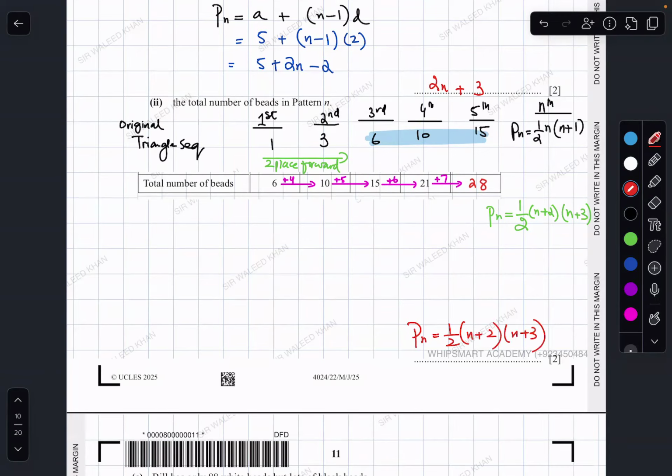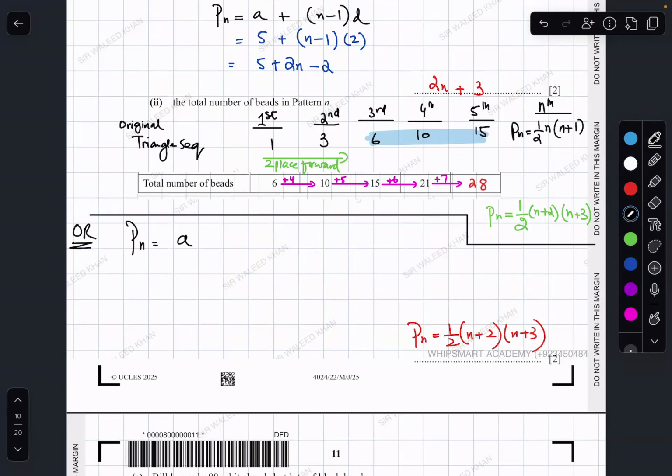Or the other one, which Hiba was saying, that we can always use this formula, but you have to calculate them. It needs a little effort. Or I can use this formula, Pn is equal to A plus n minus 1 times D plus C over 2 times n minus 1 times n minus 2.